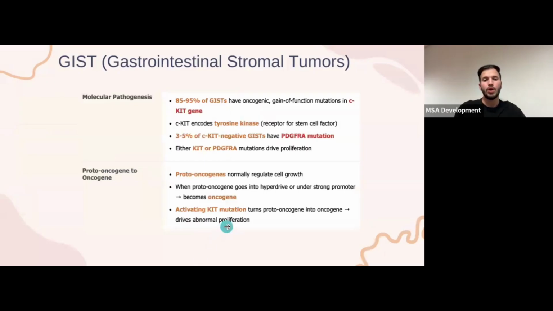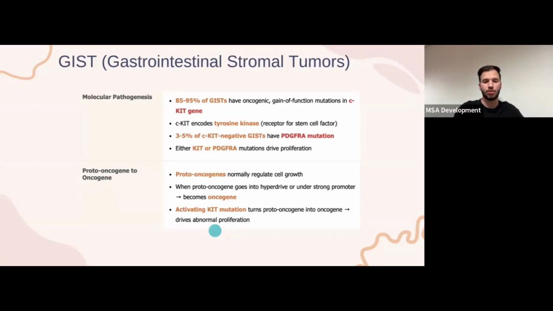Now, what's the molecular pathogenesis? As we mentioned, most of the patients have a c-KIT positive gene, and c-KIT is a tyrosine kinase. However, those who are c-KIT negative may have a PDGFR-A mutation, which is platelet-derived growth factor receptor A mutation. So it's either one of those, either c-KIT or PDGFR-A. Now, proto-oncogenes usually regulate cell growth. When proto-oncogenes go into hyperstimulation, they become oncogenic, and an activating KIT mutation will turn the proto-oncogenes into oncogenic genes, driving abnormal proliferation.